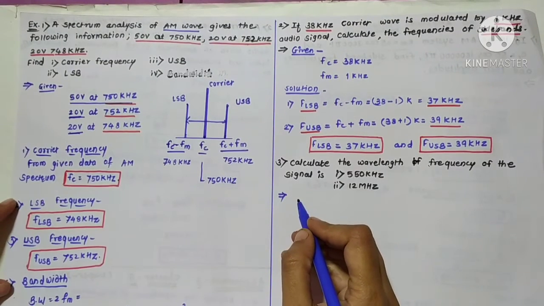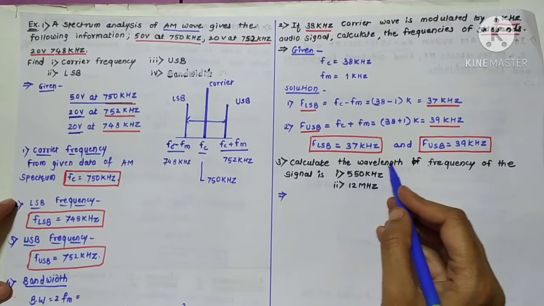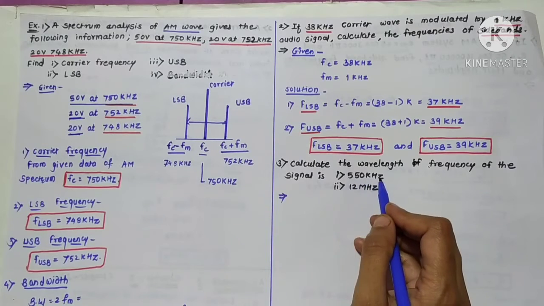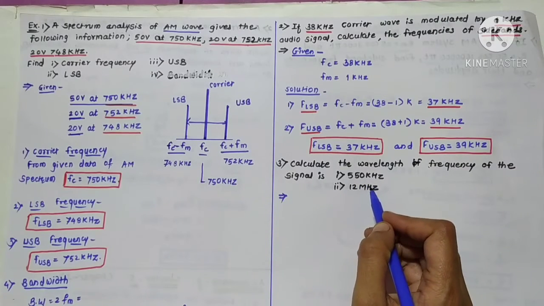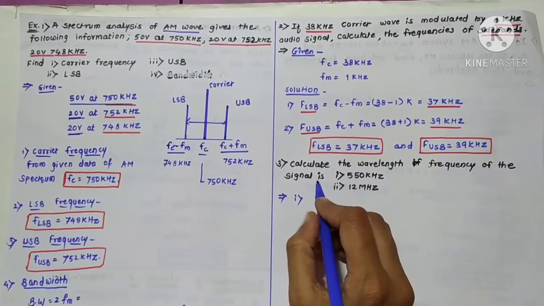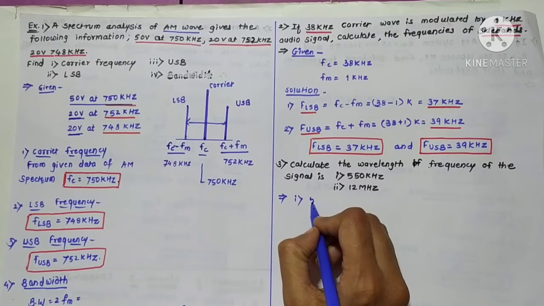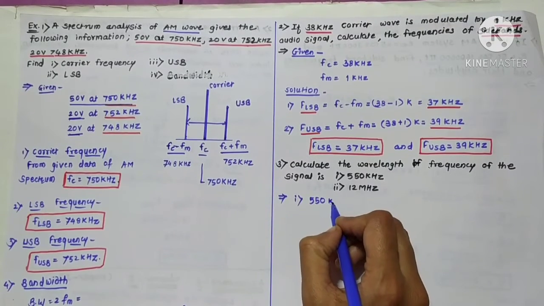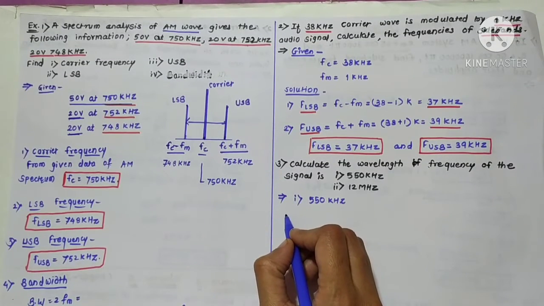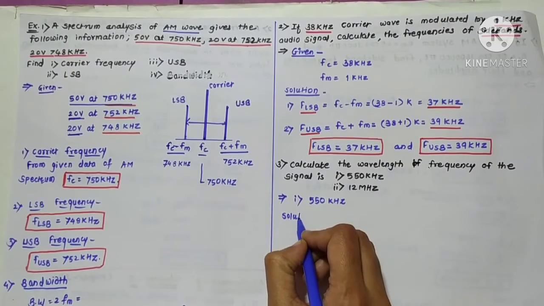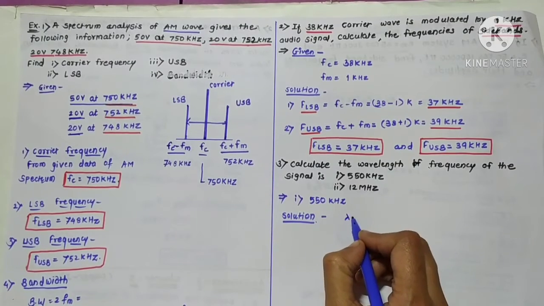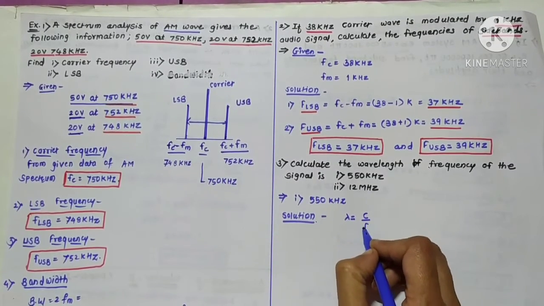Okay students, now this is the last problem. Here, calculate the wavelength if the frequency of the signal is first 550 kilohertz and second 12 megahertz. Now here, first we have to find out the wavelength for the frequency 550 kilohertz, and we know the formula. So the solution: lambda is equal to C upon F.